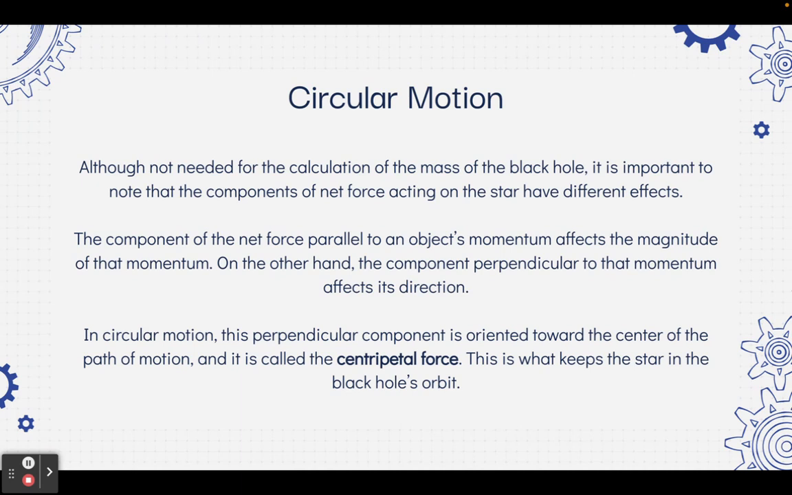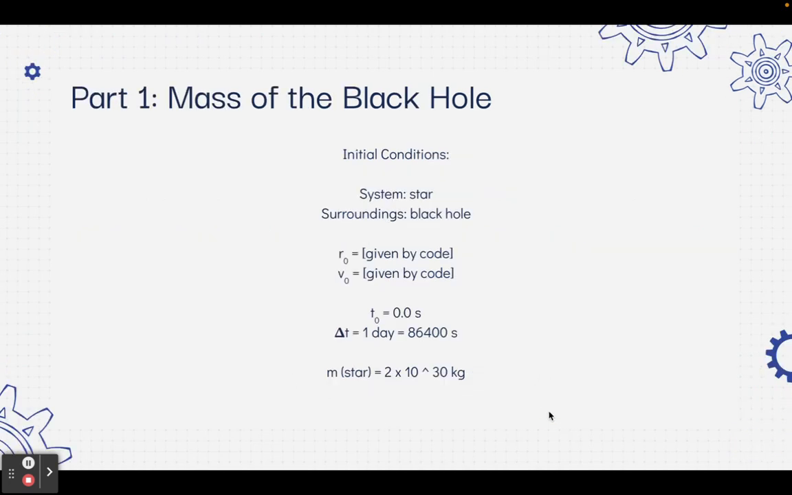Although we don't need this for the calculation of the mass of the black hole, it's important to note that the components of net force acting on the star have different effects. The component of net force parallel to an object's momentum affects the magnitude of momentum. On the other hand, the component perpendicular to that momentum affects its direction. So in circular motion, this perpendicular component is called the centripetal force.